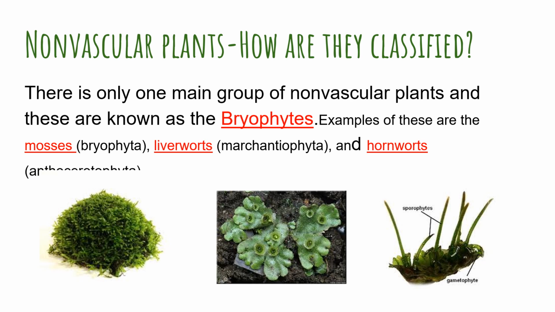There's only one main group of non-vascular plants. This is the much easier one to remember because there's only one. And these are known as the bryophytes. I believe it's actually the scientific name for the non-vascular plants. And there are only 3 examples that we talk about. The mosses, which is what you see here, the liverworts, which is what you see here, and the hornworts, okay?